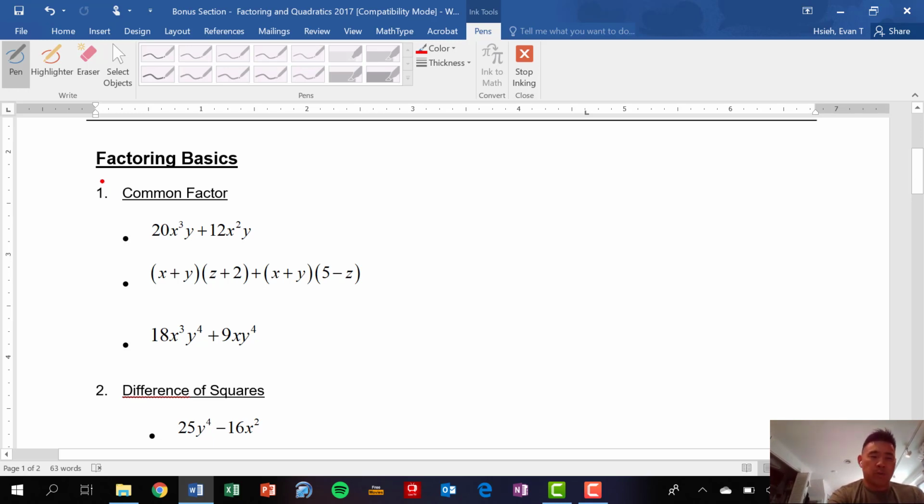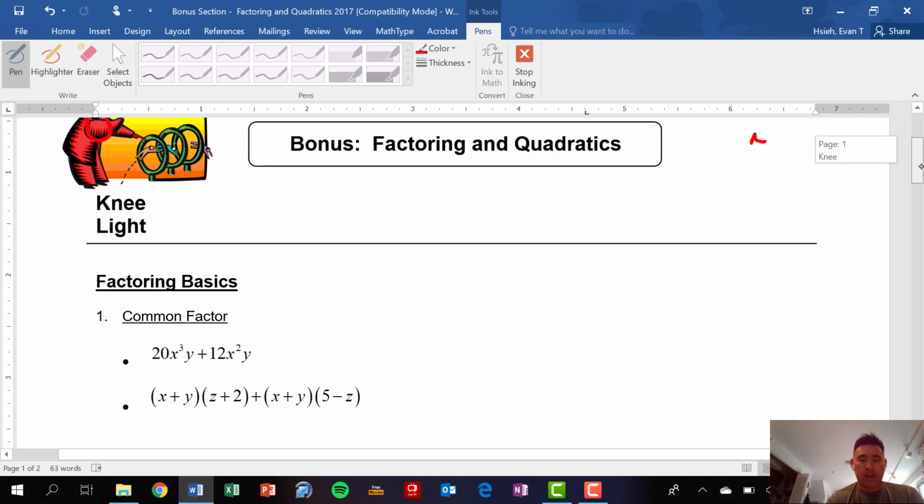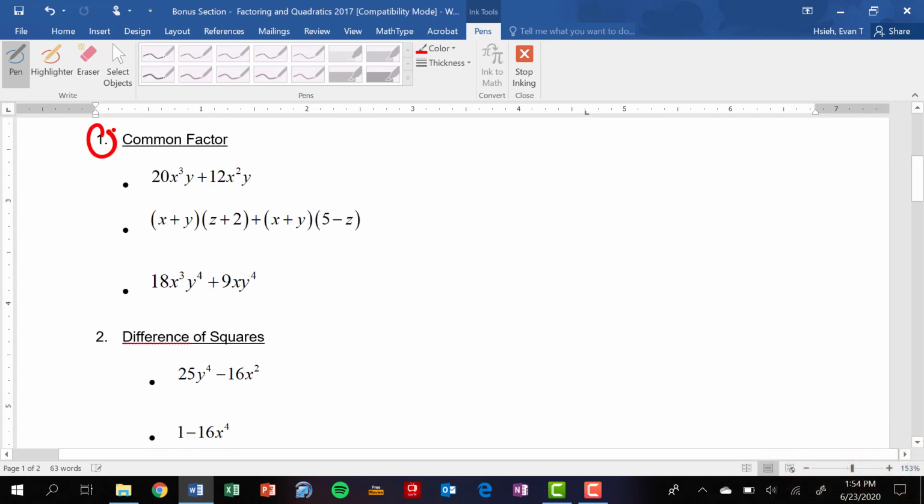The first thing you should always look for is what we call a common factor. So for this first one right here, if I'm looking for a common factor, I believe I can pull out a 4x squared and a y. And what I'm left with is 5x from the first term here, and positive 3 for the second term. And that is factoring it completely. So if you look at this, I start with two terms, and this is one complete term here, because I'm just multiplying two things together.